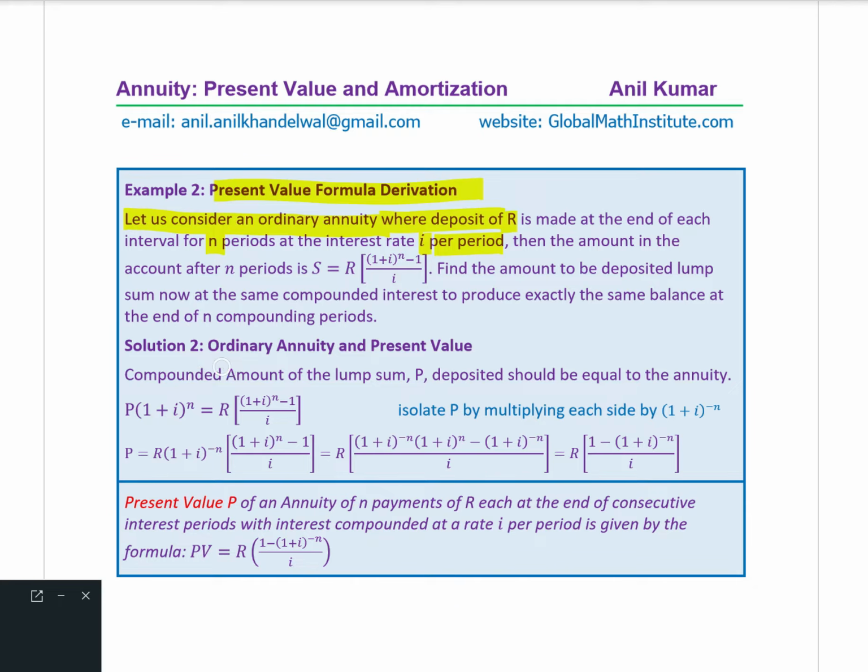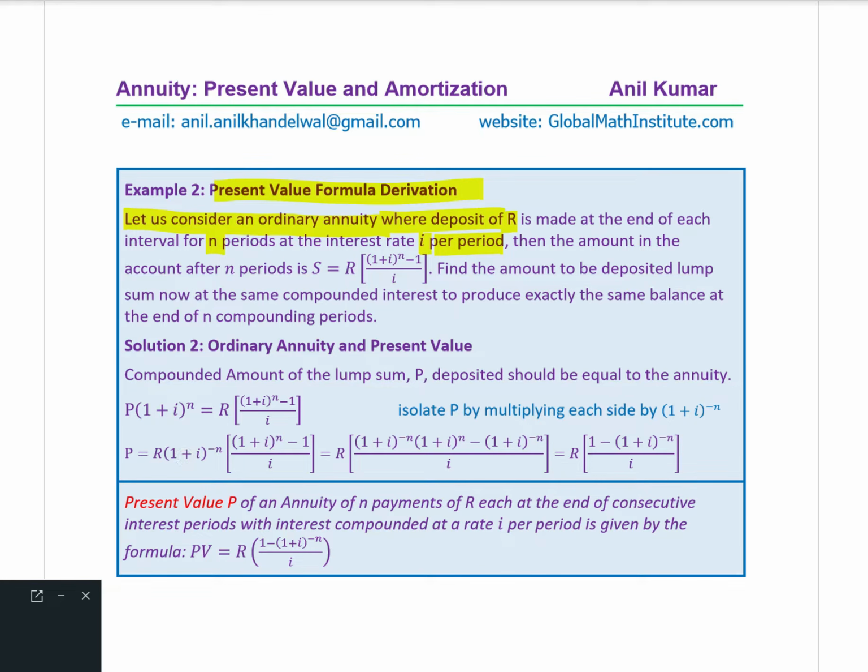So the solution for this ordinary annuity and the present value equation is: the compounded amount of the lump sum P deposited should be equal to the annuity, right? So the compounded amount is P times (1 plus I) to the power of n, which should be equal to R times (1 plus I to the power of n minus 1) over I. Now from here, let us isolate what P is. That is, we'll divide by (1 plus I) to the power of n. So we get R times (1 plus I) to the power of minus n.